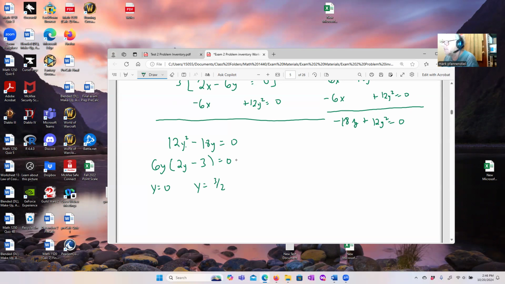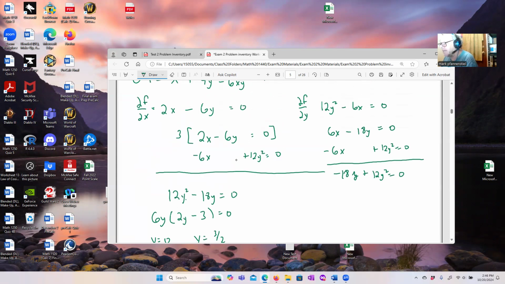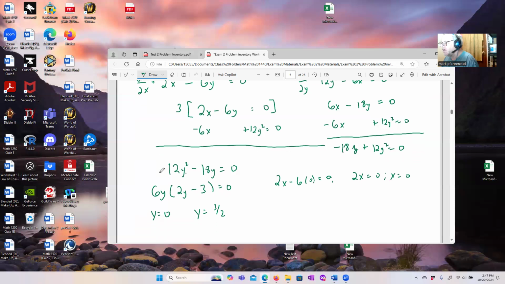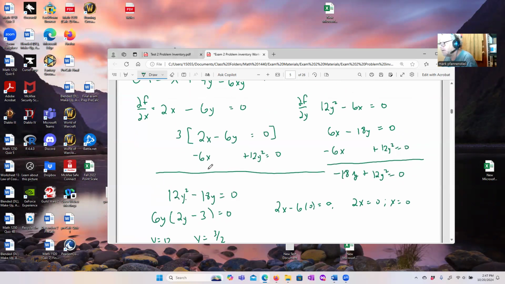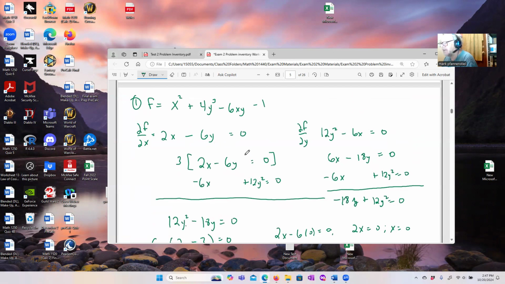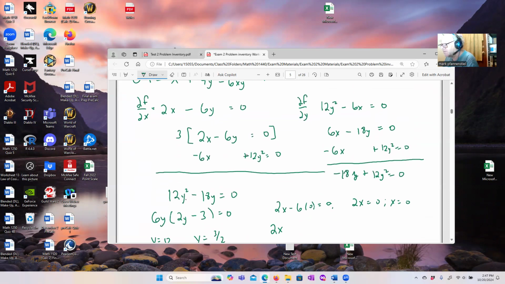Let's go back up and look at my x values, because if we know what y is, we can go back and solve for x. So going back up to here, we've got 2x minus 6 times 0 equals 0. I think we're going to get x equal to 0 for all of this. And if I plug in y equals 0 in the other one, we're still going to get x equal to 0. What happens if y is equal to 3 halves? Let's see what happens. So we have 2x minus 6 times 3 halves for my new y equals 0. Let's see what happens to x.